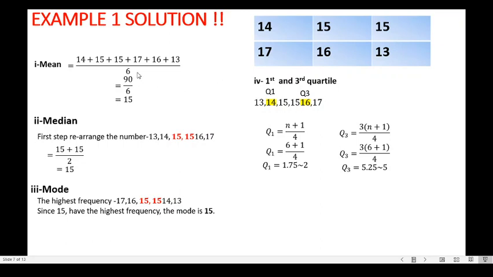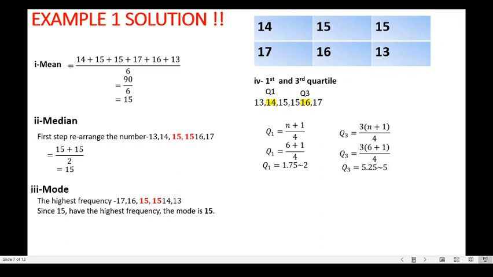And then 6 is the n. Why 6? Because there are 6 numbers here: 1, 2, 3, 4, 5, 6. So 90 divided by 6, you get 15. So 15 is your mean, or your average value. Okay, done. First question is done.